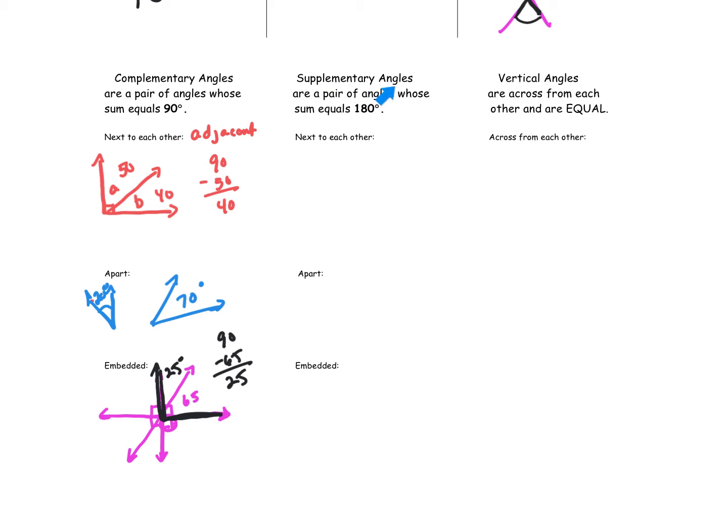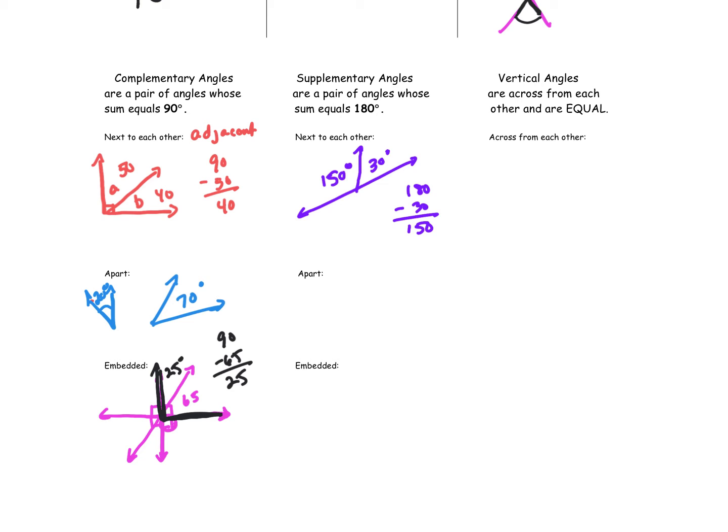Now let's move on to supplementary angles, which are a pair of angles that add up to 180. So we're going to start with a straight line, and then we're going to create a vertex, and from that vertex we're going to draw another ray. So if I knew that this was 30 degrees, then 180 minus 30 would give me 150. So I'd also know that this angle is 150.